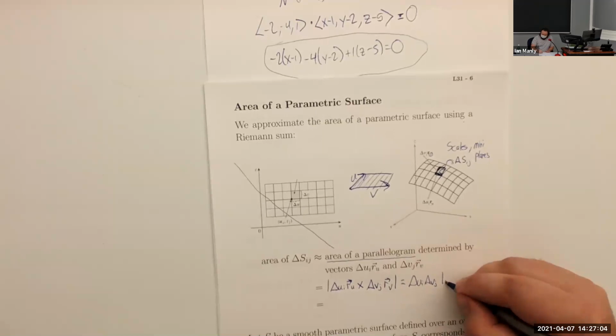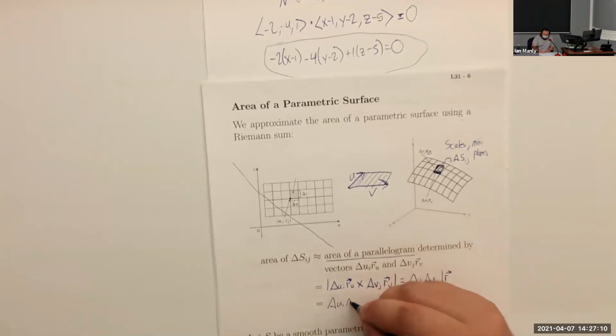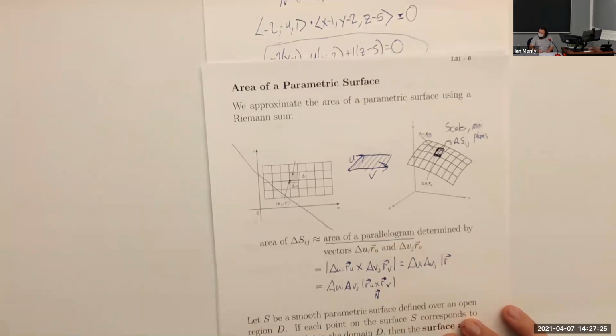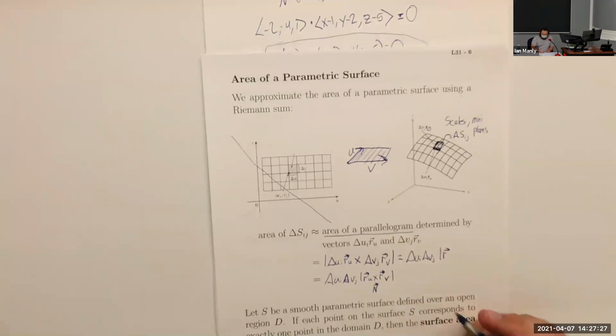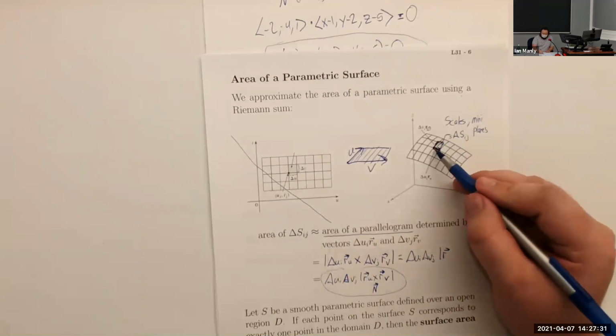And then we're left with, oh, I guess the equals, I was going to do that down here. We have delta u_i, delta v_j, and then we have the magnitude of r_u cross r_v, or our normal vector from earlier. This interpretation is going to be important next lesson. All right, so this is what we're trying to find. This is going to be the area of this little scale right here.